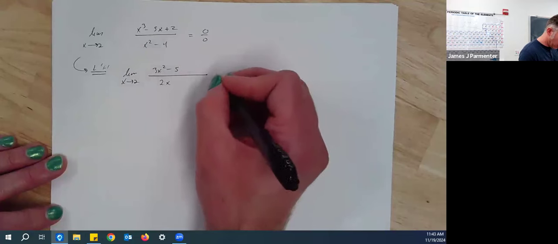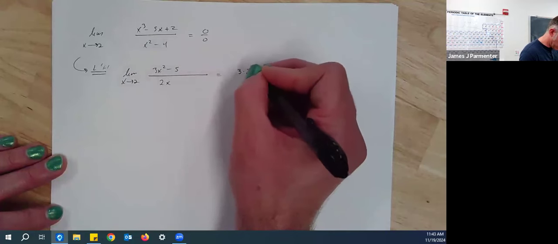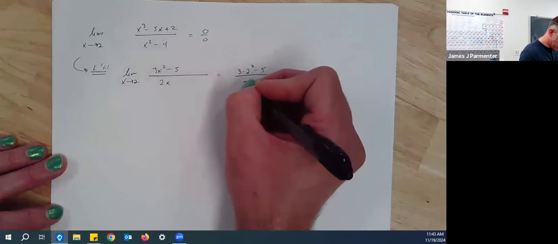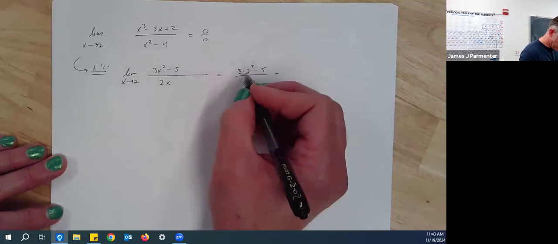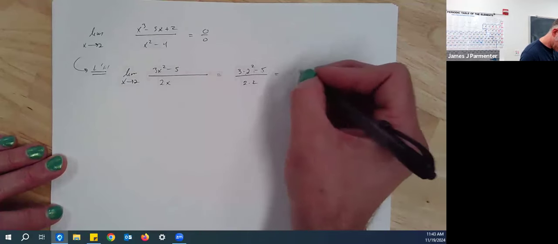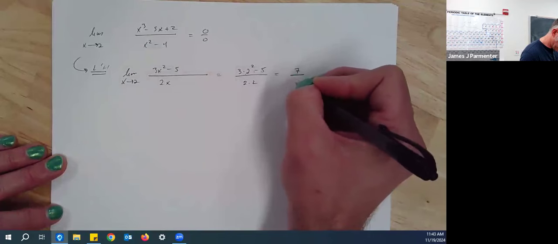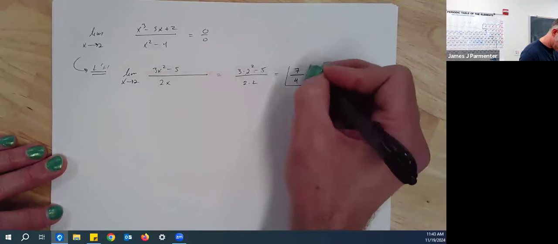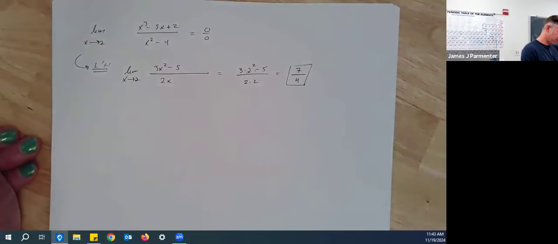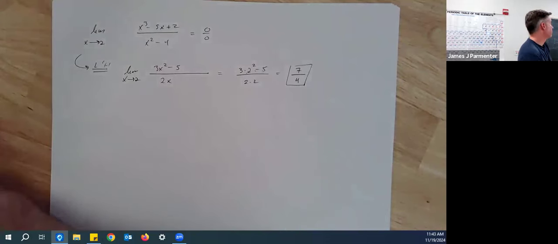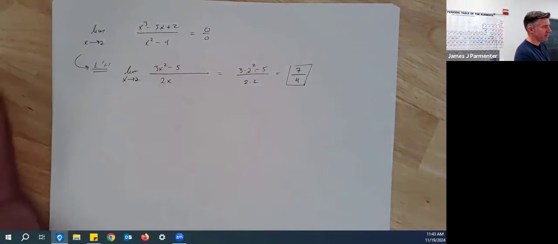If we plug in 2, we're going to get 3 times 2 squared minus 5 over 2 times 2, which is 12 minus 5, which is 7, all over 4. That seems fine. Or you could have factored the top and canceled x minus 2. But I think this is fine.